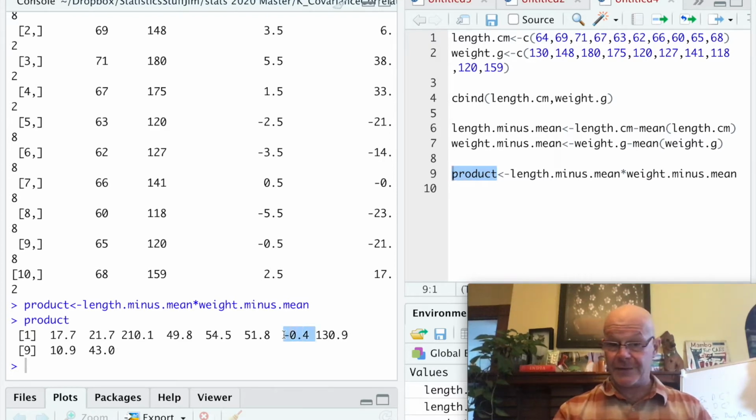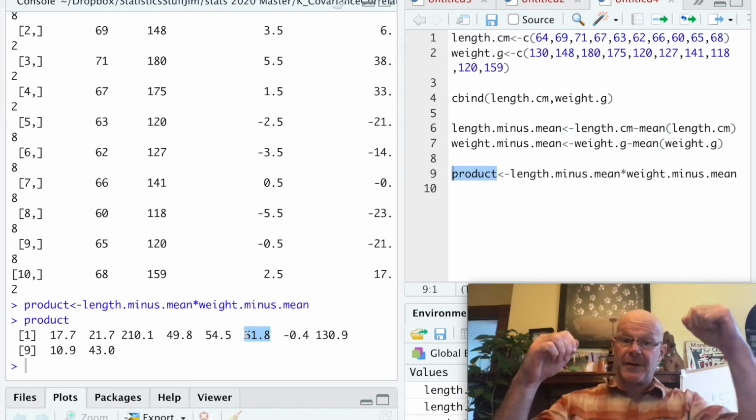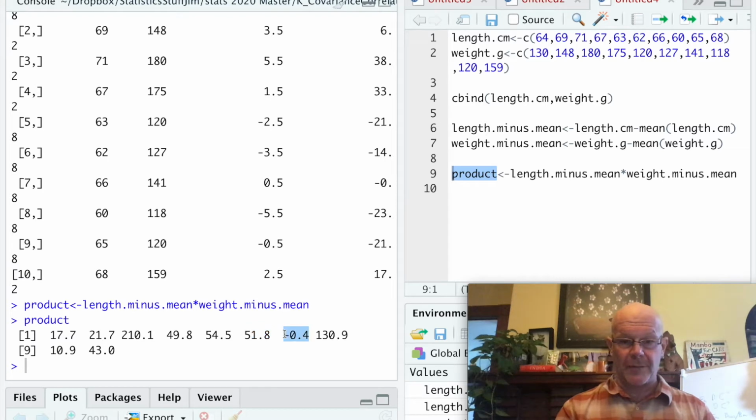Again, you can see there's a negative one there, that product. The rest of them, it always seemed to be consistent that if one thing was below the mean, the other thing was below the mean. Or if one thing was above the mean, the other thing was above the mean. But, you know, we got this one oddball here where that wasn't the case, and that's okay. We have all of our products.